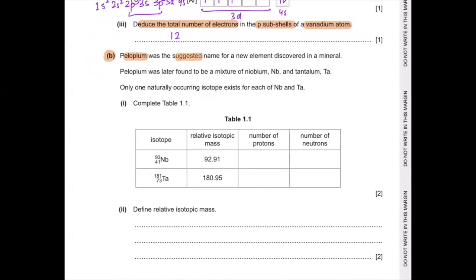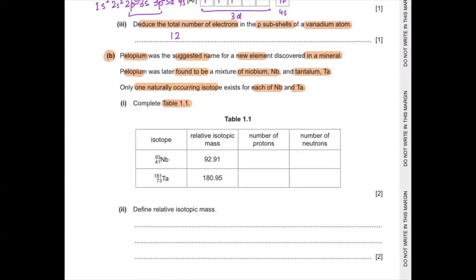Fallopium was suggested as the name for a new element discovered in a mineral. Fallopium was later found to be a mixture of niobium and tantalum. So fallopium is not actually a metal, but an alloy which contains 2 metals, 2 elements. Only one naturally occurring isotope exists for each of niobium and tantalum. Complete table 1.1.